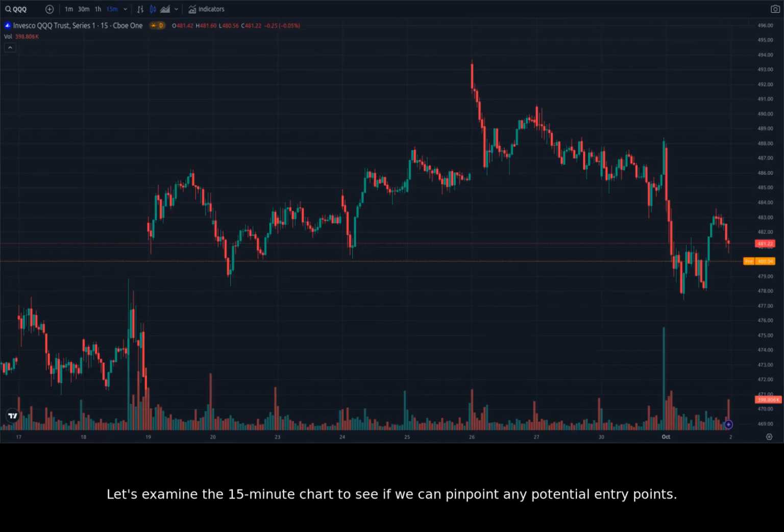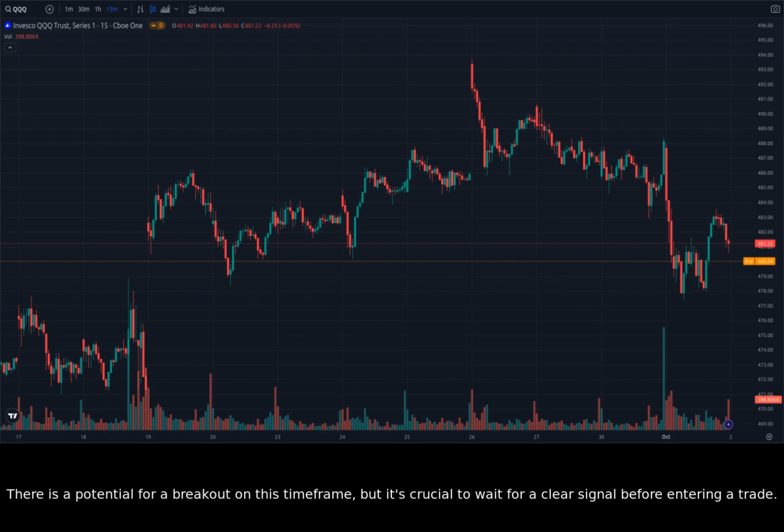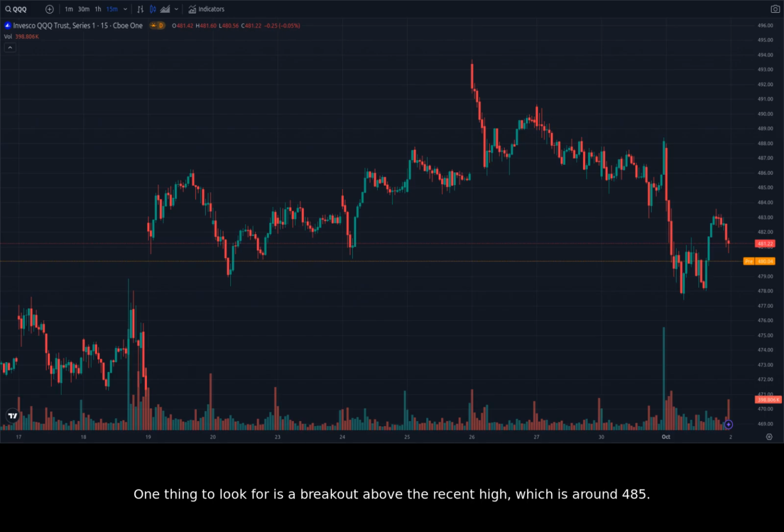Let's examine the 15-minute chart to see if we can pinpoint any potential entry points. The 15-minute chart shows a lot of volatility, but we can see that the price has been consolidating around the 480 level for the past hour. There is a potential for a breakout on this time frame, but it's crucial to wait for a clear signal before entering a trade. One thing to look for is a breakout above the recent high, which is around 485. A breakout below the recent low, which is around 483, could signal a continuation of the downtrend.